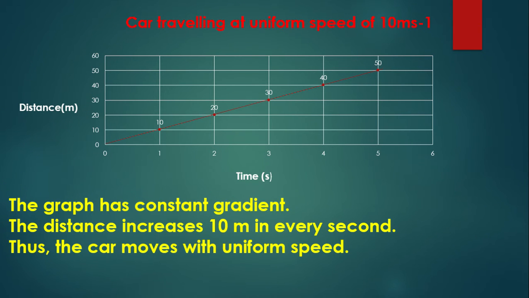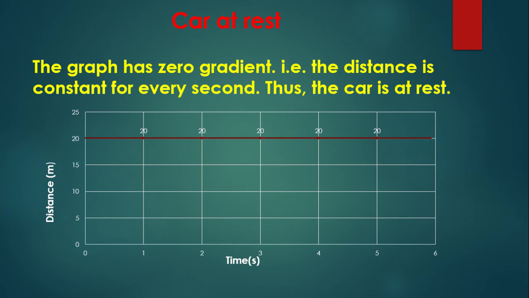Car traveling at a uniform speed of 10 meter second power minus 1. The values on the x-axis are 1, 2, 3, 4, 5 seconds. The distance traveled in each second is 10, 20, 30, 40 and 50 meters. The graph has a constant gradient. The distance increases 10 meters every second. Thus the car moved with uniform speed.